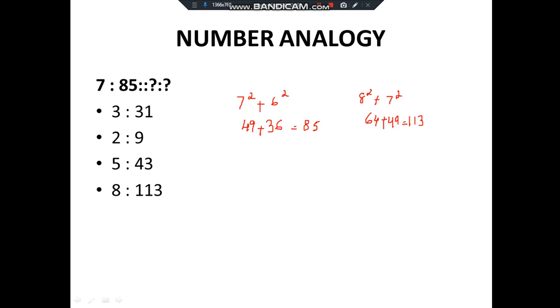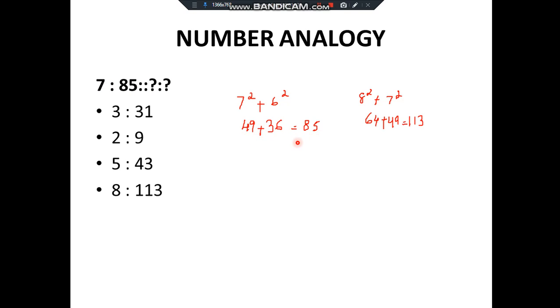I have chosen a variety of questions, so you will get an idea of how you can find the relation. See, 7 is to 85. Similarly, what is to what is the question. Here, if you find the difference, it doesn't work out. Then ratio doesn't work out, square, cube, everything doesn't work out. So what you will go for next? See, 7 square plus 6 square is 85. The number square plus the number below it, which is 6 square. When you add both, you get 85.